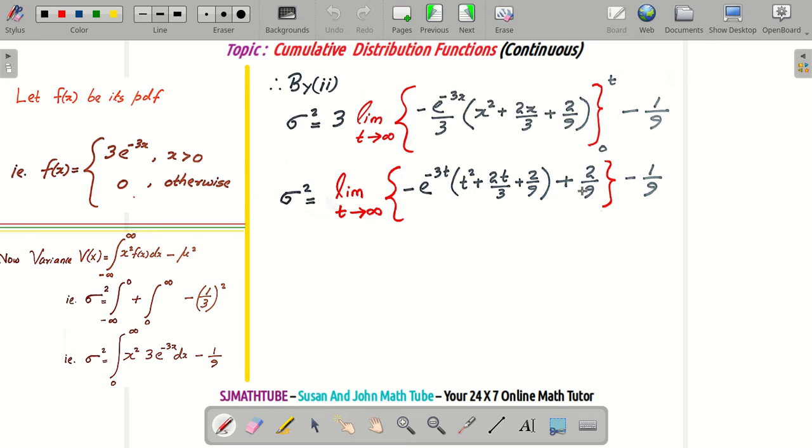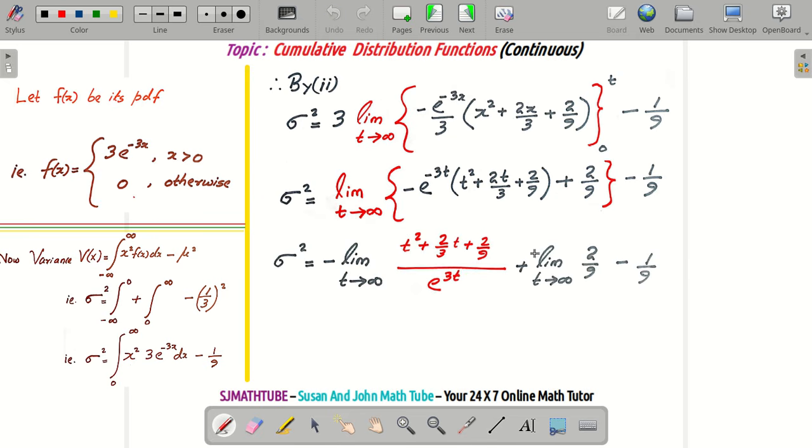So you get something like this. And it's time to distribute the limits. That's it. And I applied one more property: e to the power minus 3t is 1 by e to the power 3t. So as before, we have an indeterminate form. You can try substituting t as infinity. You will get infinity by infinity.